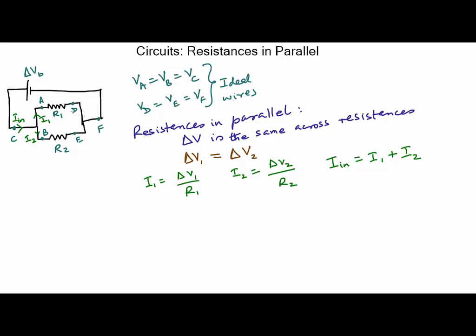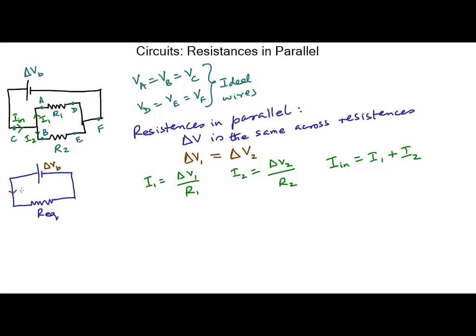Now, since one of our goals is to determine the equivalent resistance of these two resistances in parallel, let's draw an equivalent circuit. So that circuit would look like this. It would be the same battery, but these two resistances in parallel would be replaced by a single equivalent resistance. So I still have delta VB over here, and I got an equivalent resistance.